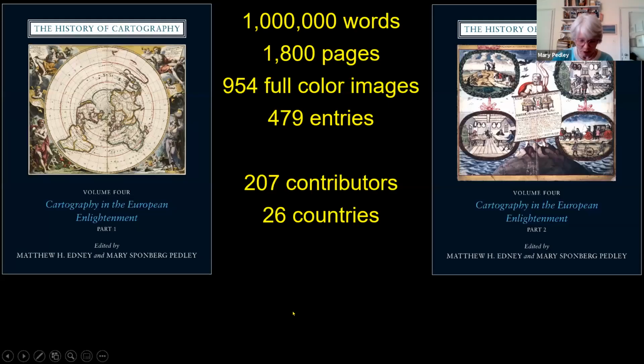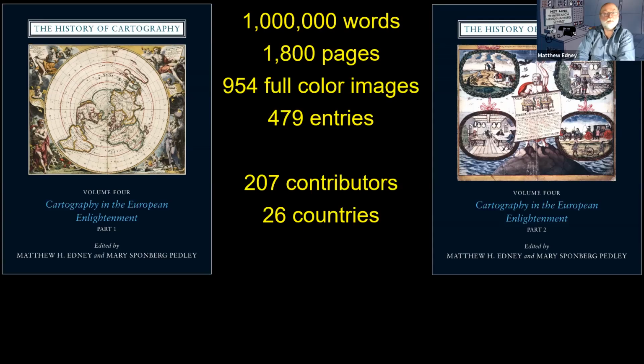So we have to ask ourselves the question now: did we keep to the challenge? Did we keep to the size? We kept it to 1 million words, in fact, probably a little bit under. We kept to about 1,800 pages. We've got 954 full color images. Very pretty volume. We hope our slides have shown you how pretty it can be.